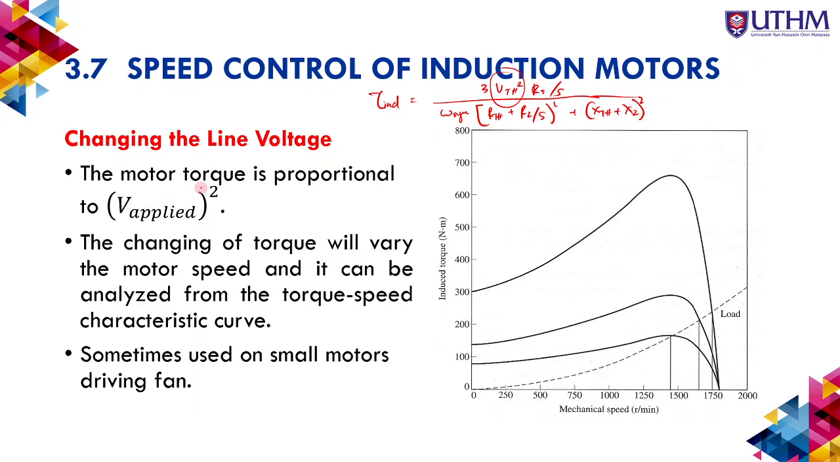So once the voltage is reduced, by changing the voltage, the torque will also be reduced. The changing of torque will vary the motor speed, and it can be analyzed from the torque-speed curve. Sometimes used for a small motor or fan. So this is the torque. For example, the dashed line over here is the load.